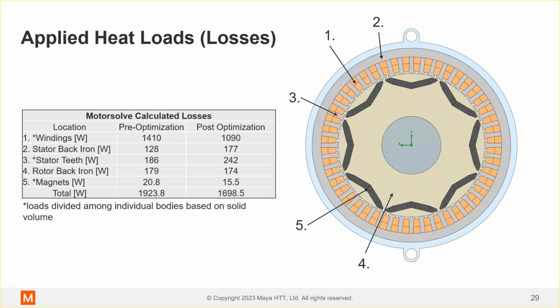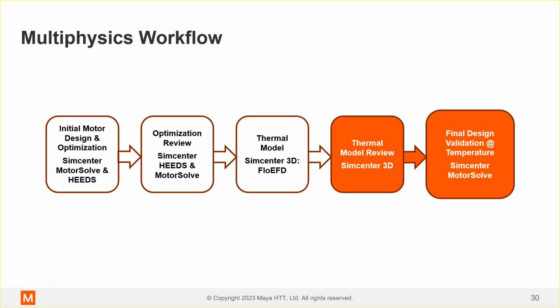So the applied heat losses that I received from Anthony from MotorSolve are shown here in this table, and you can see how they were applied at the stator back iron, the windings, the stator teeth, the rotor back iron, and the magnets. You can see the pre and post optimization values for that. These were just volumetrically applied heat loads, divided between the solid bodies on a volumetric average or weighted basis. Go to the next one.